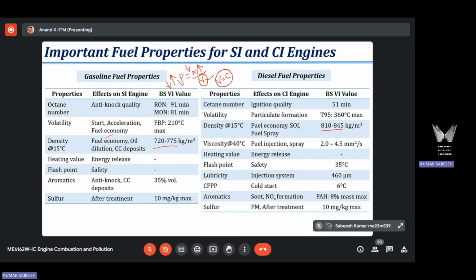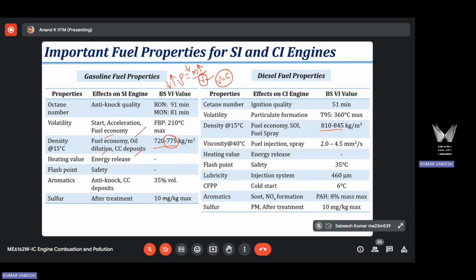So you will have better fuel economy and mileage if you have a high density fuel, but you will have another problem. There is an upper limit. You should not increase density beyond 775. That is the upper limit, legal limit. Otherwise, it will lead to these two problems. One is oil dilution. The other one is CC deposit. CC is combustion chamber deposit.